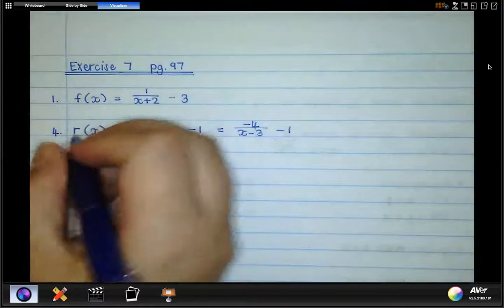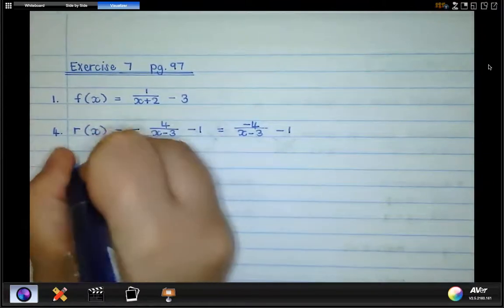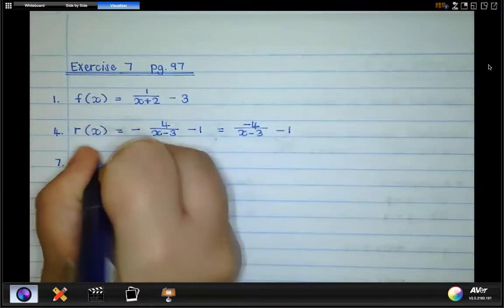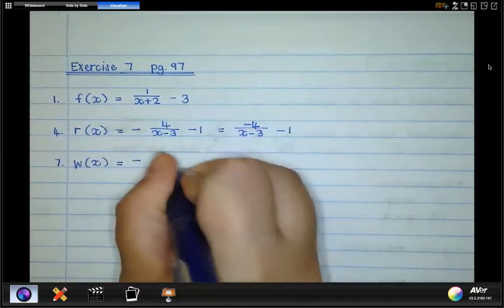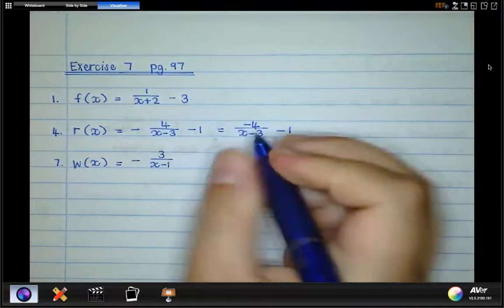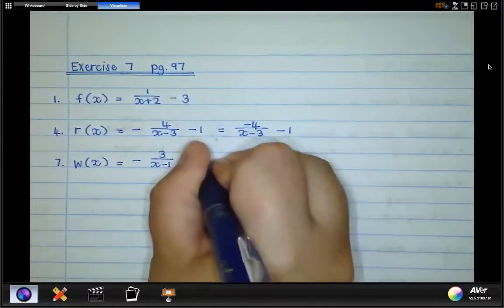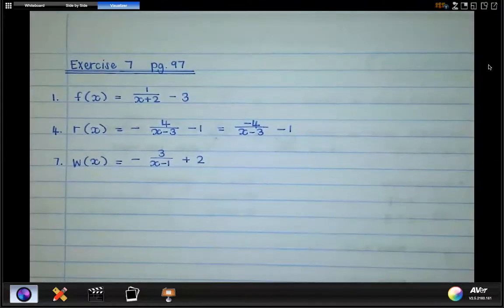And then I want you to do number 7, which is w(x) equals negative 3 over x minus 1 plus 2. Okay, so you are drawing those 3 graphs for homework. So what you're going to do is write down the asymptotes like we did. You're going to find the y-intercept. You're going to find the x-intercept. Then you are going to plot all of the things that you found.